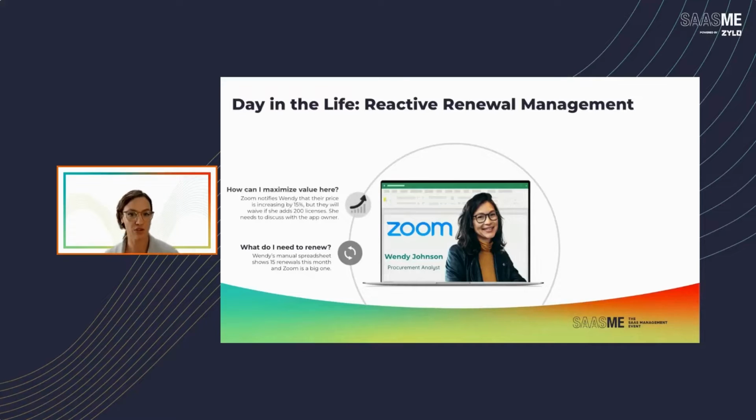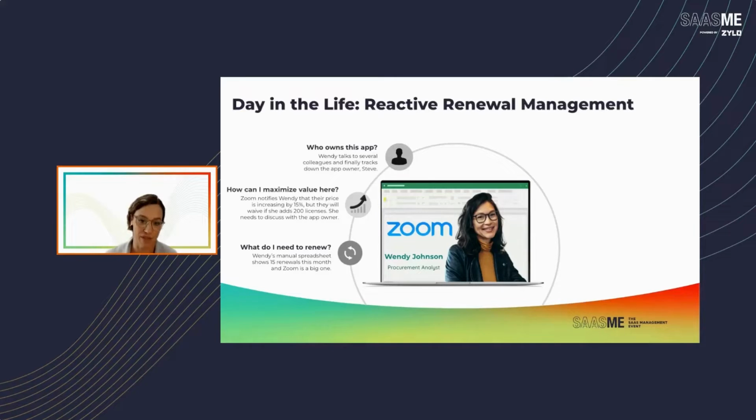So Wendy thinks she knows what a priority for renewal is. She tackles Zoom. Generally, the next thing she needs to solve for throughout this process is to maximize value. She's just gotten an email from Zoom. They're going to increase her price, but they've said if she adds a few more licenses, they can work with her on it. Either way, Wendy's not sure what a right license count looks like and where they're at with usage. So she knows she needs to engage the app owner.